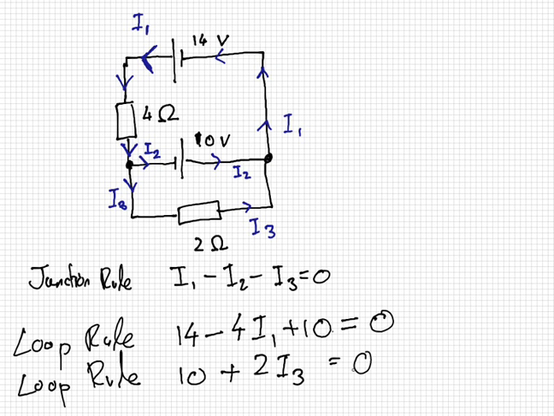Now, if I use the big loop, what would be in my equation? What I's? I would have I1 and I3. I'd have 14 minus 4I1 minus 2I3 equals 0. But look at my equation 3. It's much smaller, isn't it? I can get I3.